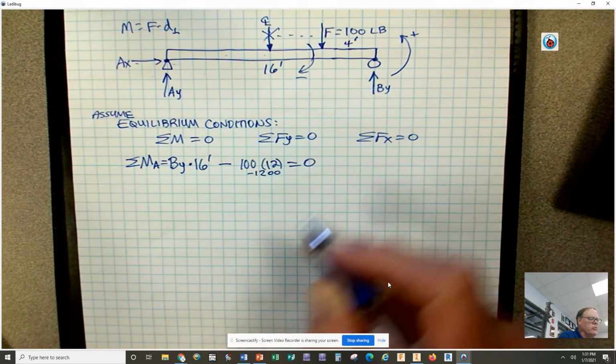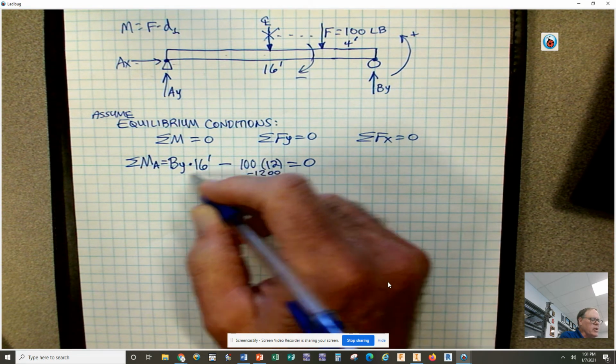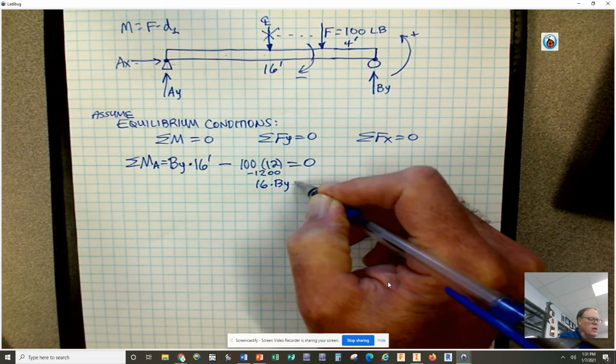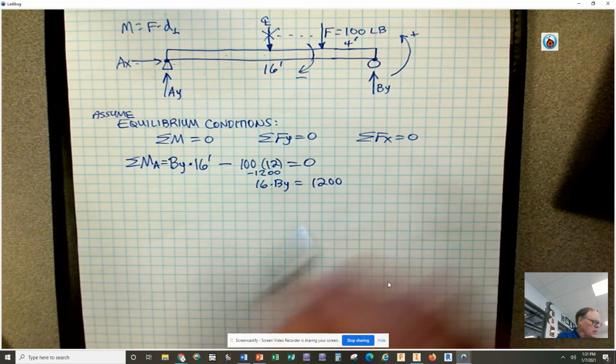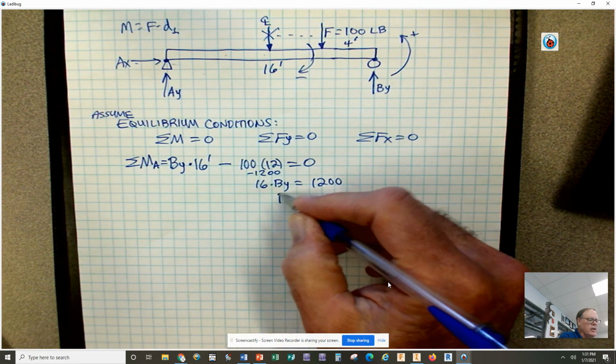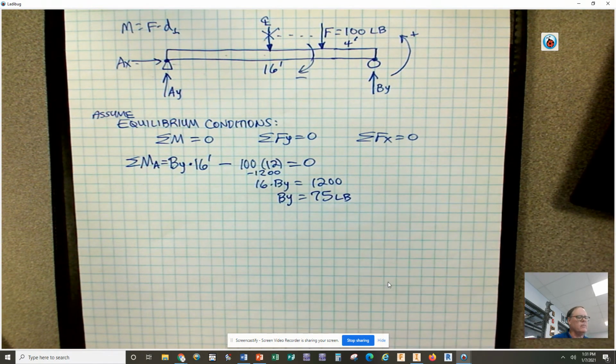I'm going to move that 1200 to the other side by adding it. So I'm going to rearrange the 16 and the BY. So it's going to be 16 times BY equals 1200. And then, of course, all you would have to do at this point is to take the 1200 and divide it by 16. And so you're going to find out that the load at BY is 75 pounds.